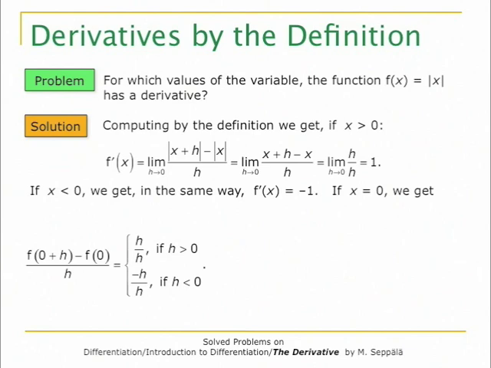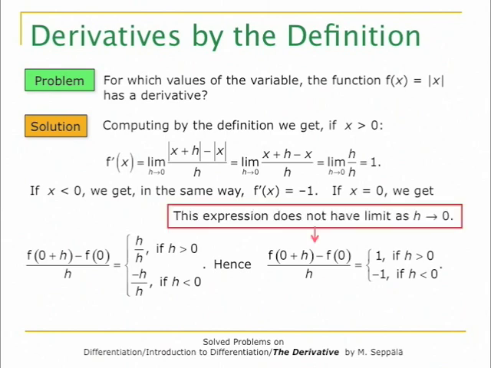If h is negative, then we get in the same way that f at 0 plus h is negative h, because f at 0 plus h is the absolute value of 0 plus h, that is the absolute value of h, and if h is negative, the absolute value of h is negative h. And therefore the expression f at 0 plus h minus f at 0 divided by h is negative h divided by h if h is negative. And this means that the expression is 1 if h is positive and negative 1 if h is negative.